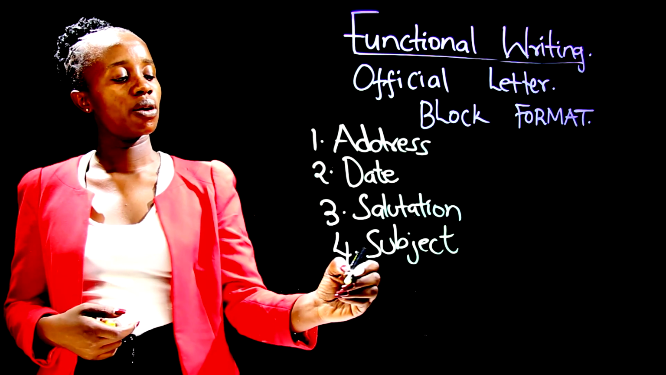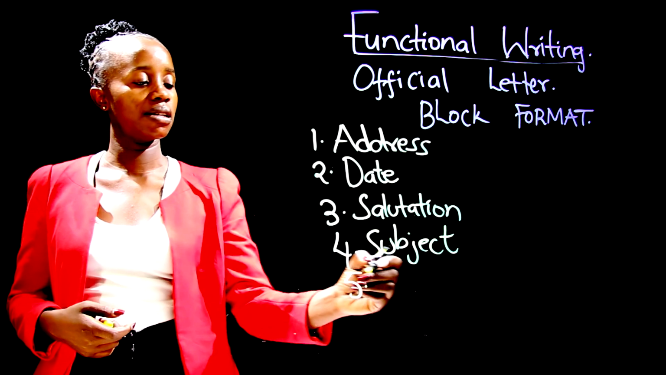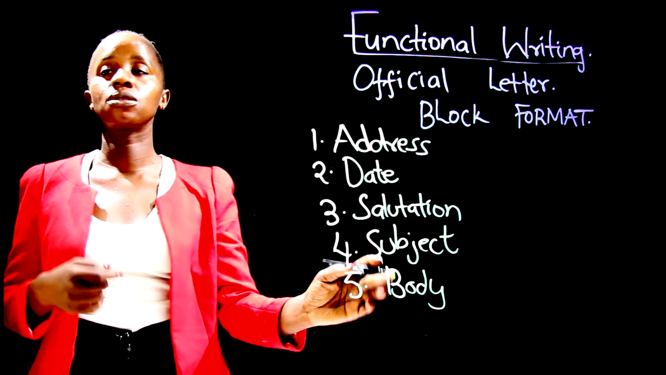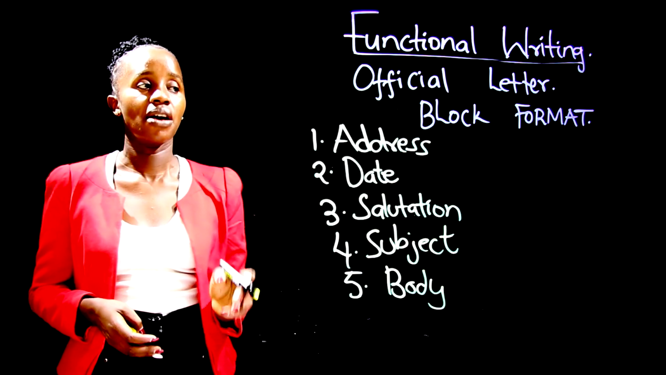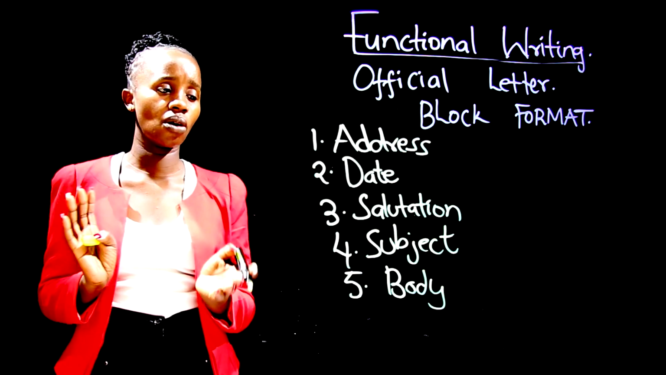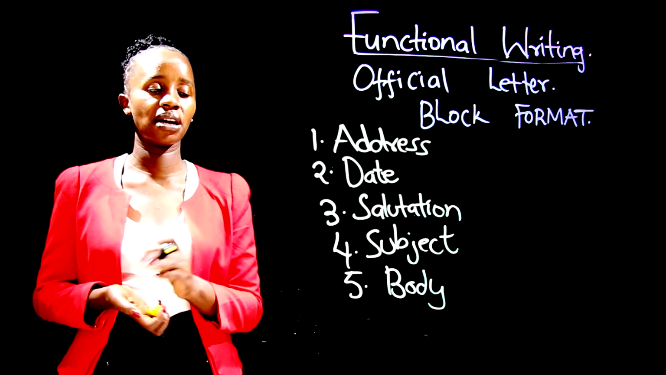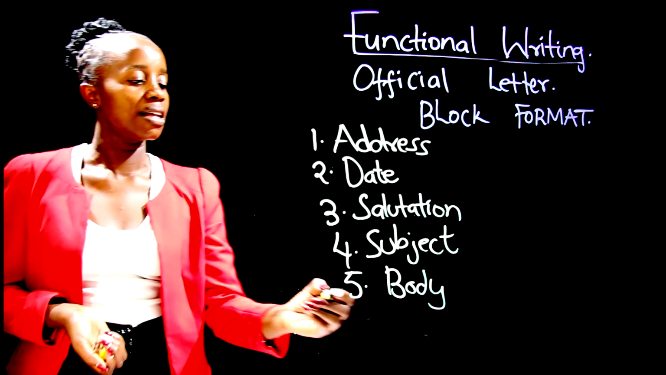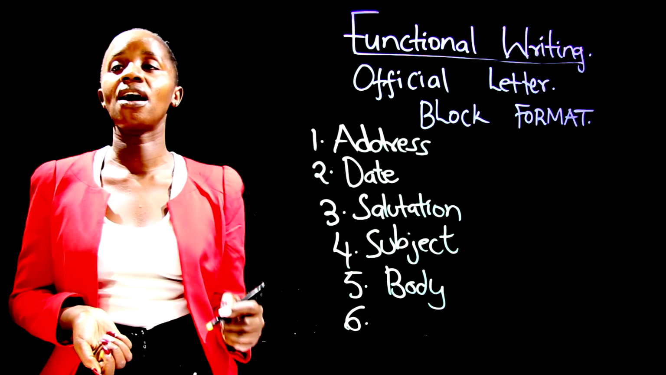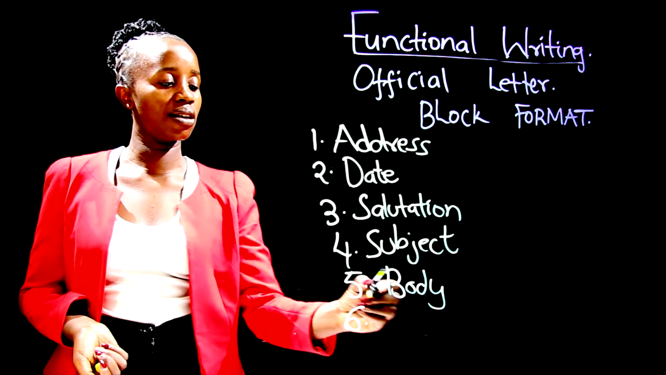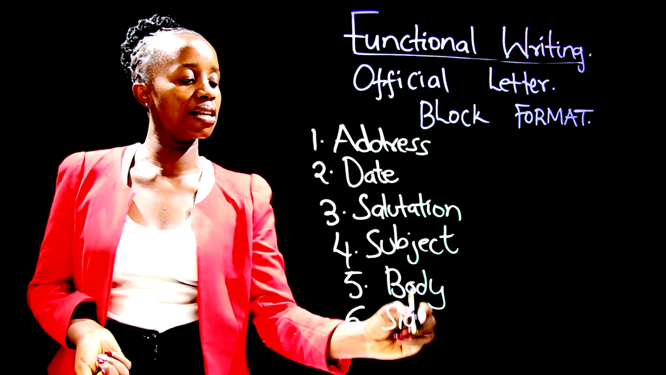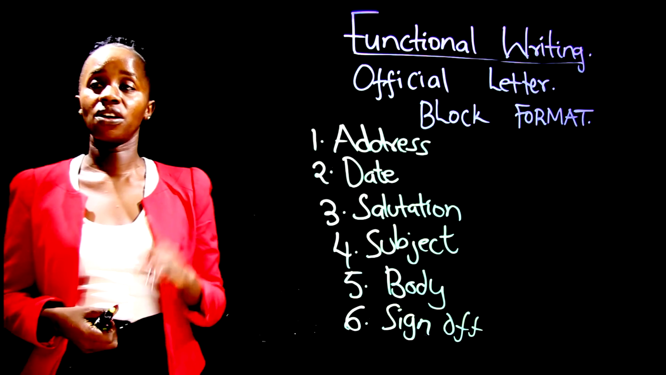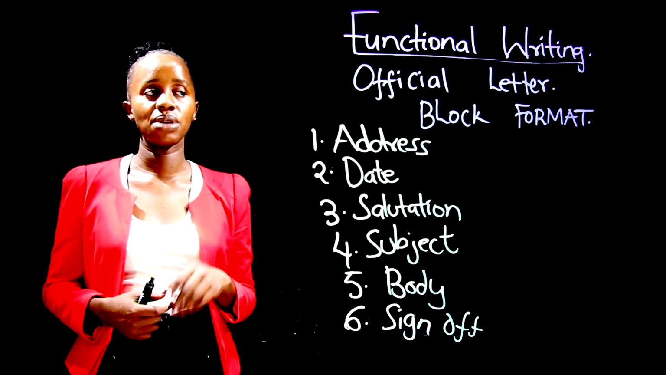The fifth one, we have the body. This is where we write the paragraphs. Remember, a letter shouldn't be so long. So if you write 3 to 4 paragraphs, that is still very much okay. Then the sixth thing that we have is the signing off. So very quickly let us go through what makes a letter.